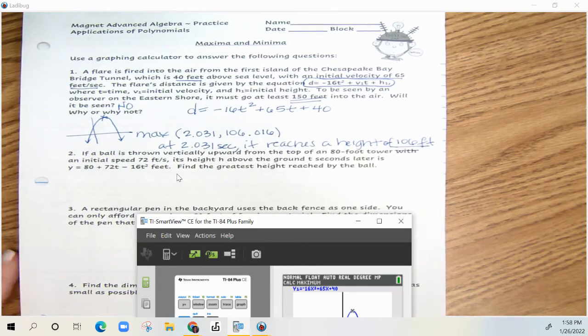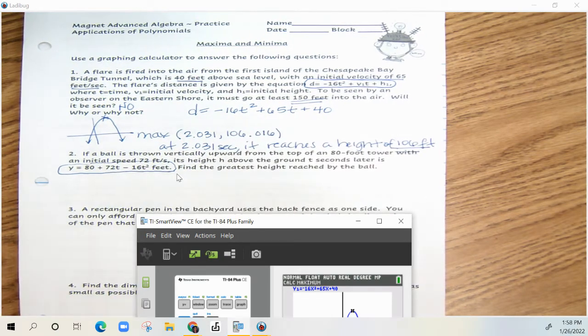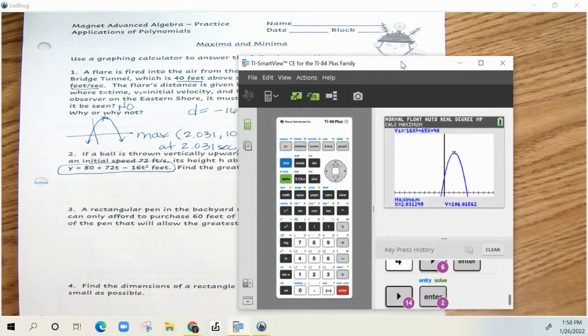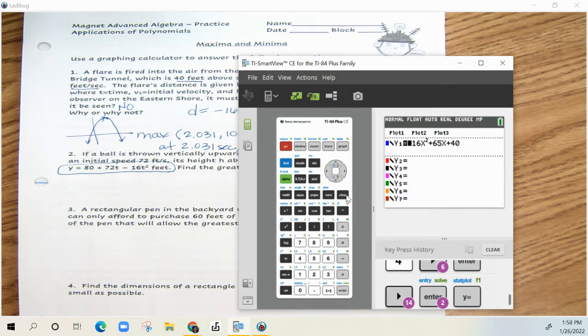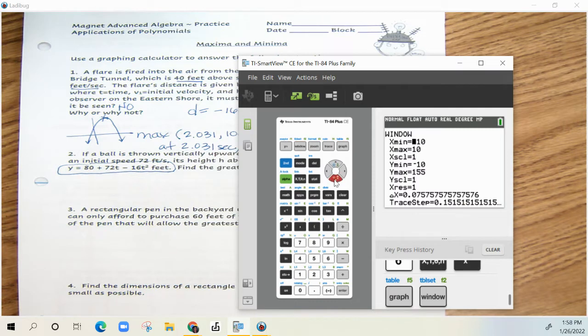So problem 2 is really the same thing. It's even easier because they gave you the equation. So again, you're just going to go to y equals, type it in, adjust your window. So just do that really quickly. Clear that out. So type in 80 plus 72x minus 16x squared. I'm just going to see if the last window I used was good. I can always adjust it. So I'm just going to go ahead and hit graph. Okay, so it's almost. I just have to raise the y max just a little to see that turn. So I don't have any magic formula for punching in the right number. I'm just taking a stab at it.